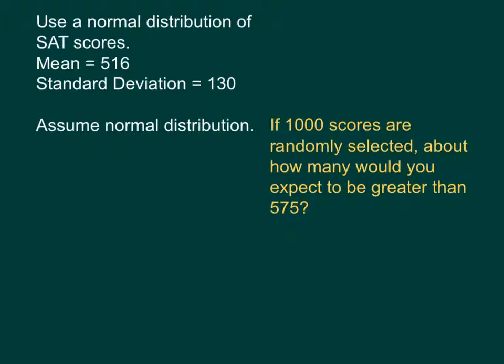Let's say we've got a normal distribution of SAT scores, and let's say that normal distribution has a mean, or an average, of 516 with a standard deviation of 130. We're going to assume that this has a normal distribution. Our question will be, if 1,000 scores are randomly selected, about how many of those 1,000 scores would you expect to be greater than 575? How in the world can we use our normal distribution curve to figure that out? Well, let's take a look and see.